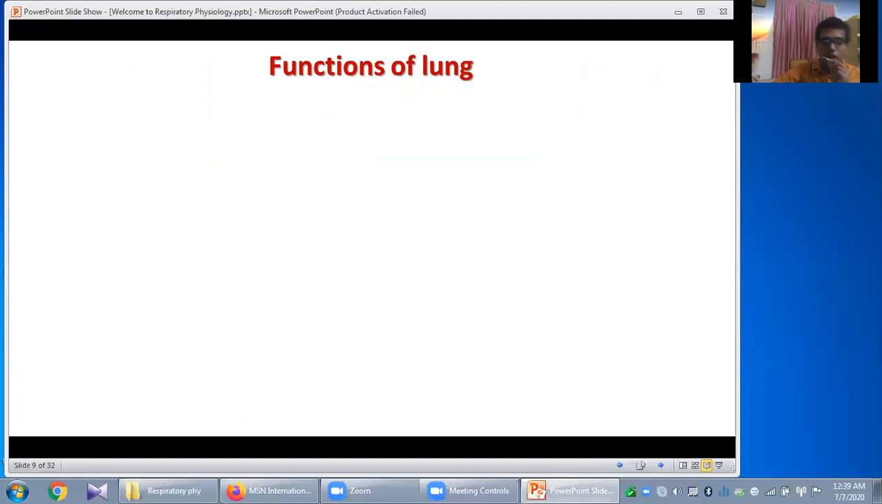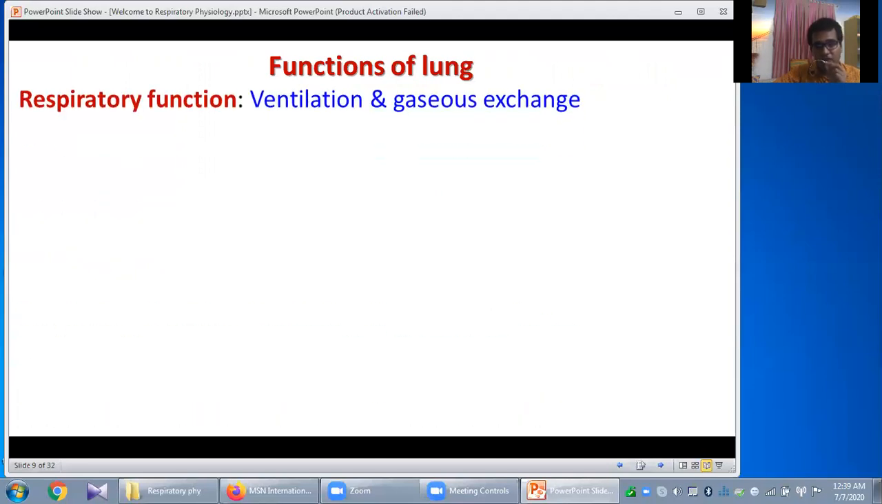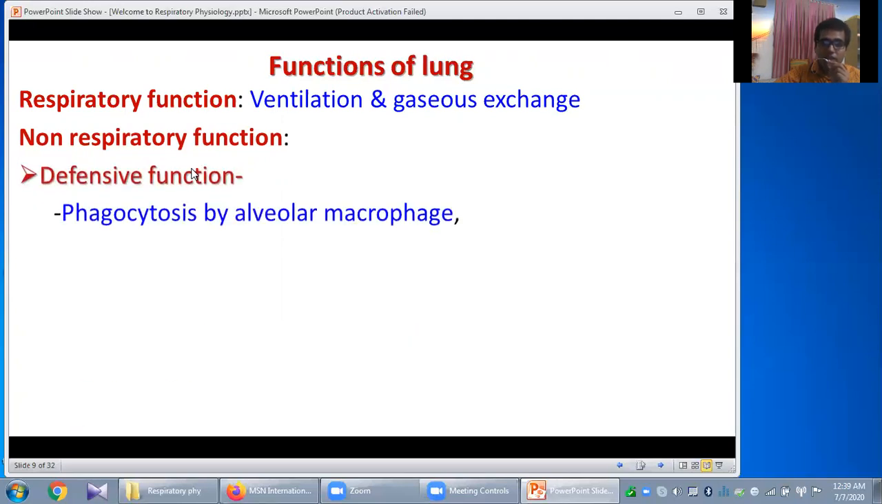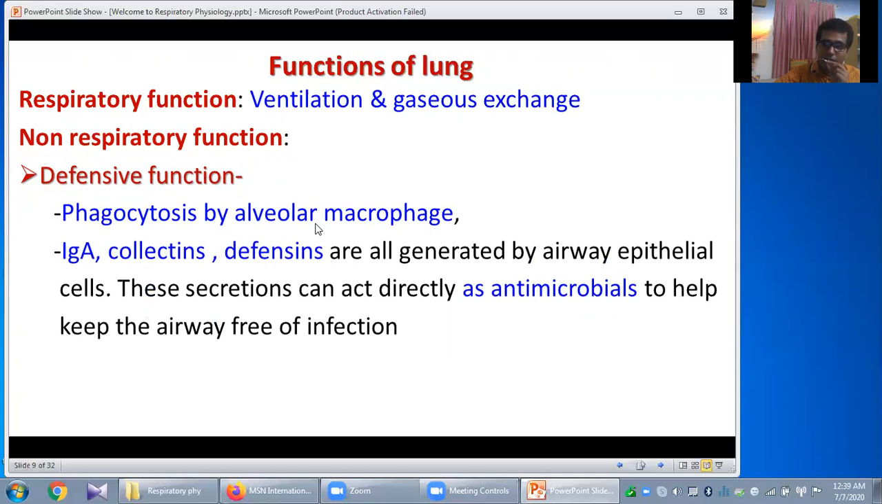Now the functions of the lung. The principal function of the lung is the respiratory function. What are the respiratory functions? They are the ventilatory function, and the second important one is the gaseous exchange function. These two are the main respiratory functions of the lung. Lungs also have some other important non-respiratory functions, like defensive functions. Do you know the alveolar macrophages? They are phagocytic cells, so they act in the lung defense mechanism.